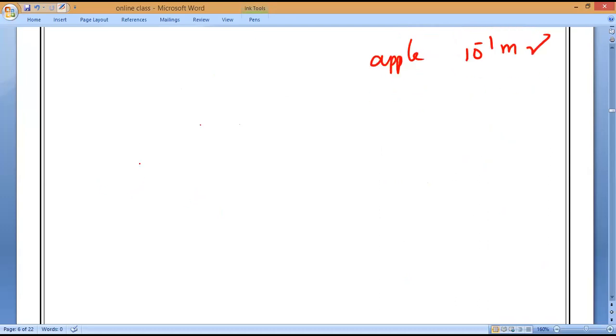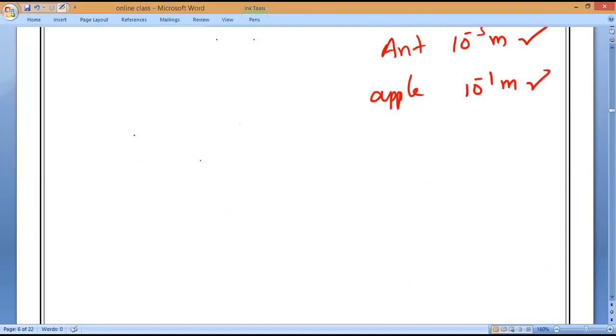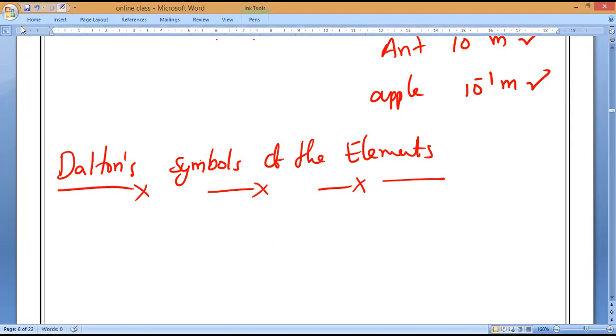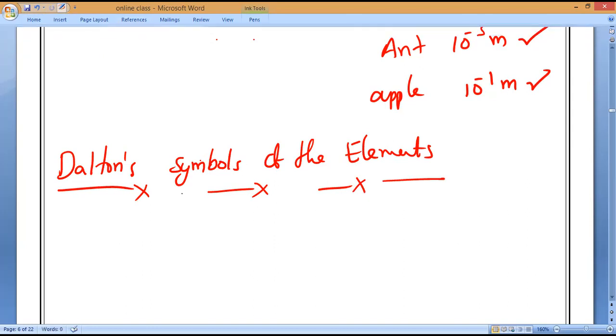So the first person who gave symbols to the elements was Mr. John Dalton. That is why it is called Dalton's symbols of the elements. Write it, everybody: Dalton's symbols of the elements. Who first gave the symbols, everybody? Mr. John Dalton. He is the first scientist who used symbols to represent the elements.